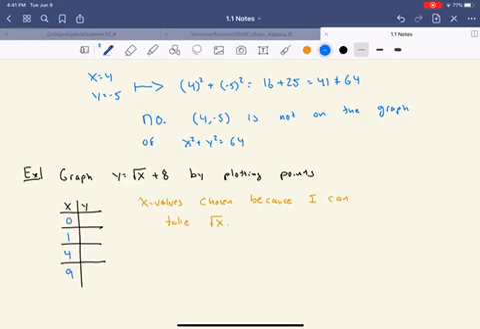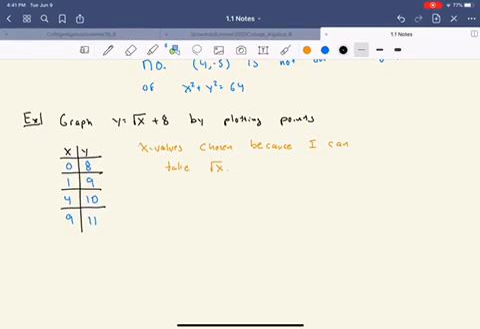Okay, so, for example, the square root of 0 is 0. So if I plug 0 in for x, I'm going to get 8 back. The square root of 1 is 1. So if I plug 1 in for x, I'm going to get 9 back. Square root of 4 is 2. If I plug 4 in for x, I'm going to get 10 back. And the square root of 9 is 3. So if I plug 9 in for x, I'm going to get 11 back. And now I can plot this on a Cartesian coordinate system.